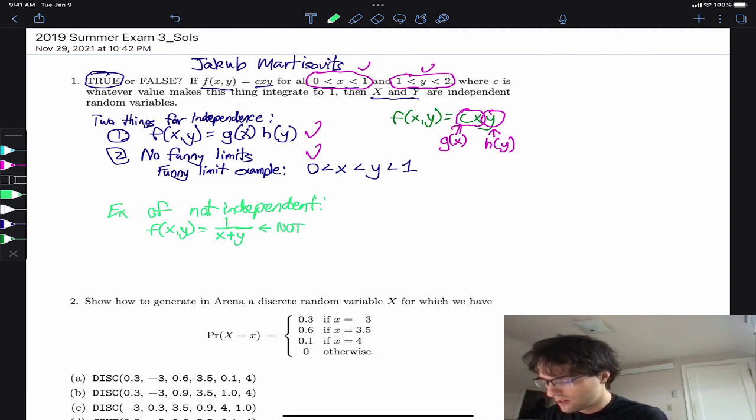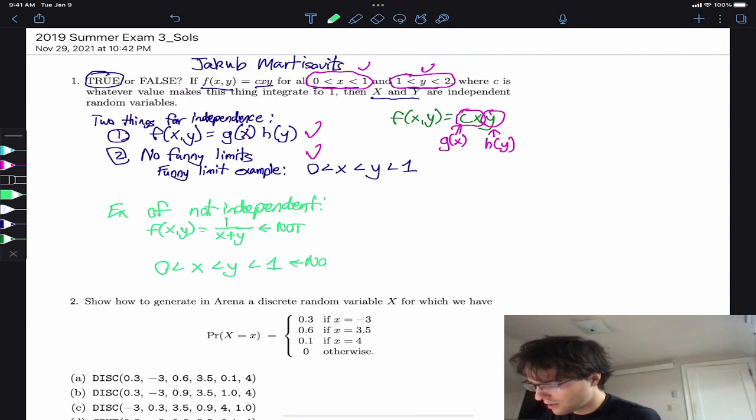Another one is, and I sort of already showed this, where the limits are sort of funny. So 0 less than x less than y less than 1. This would also not be independent if you had funny limits like that.